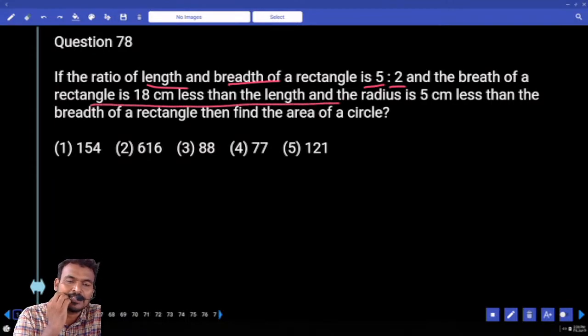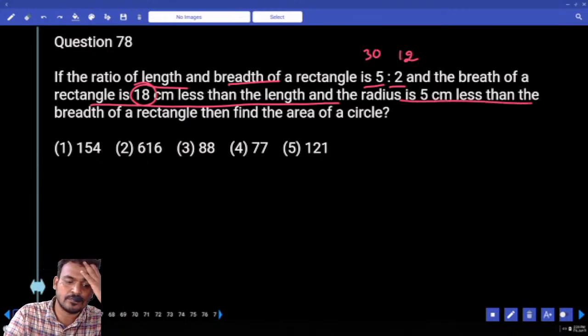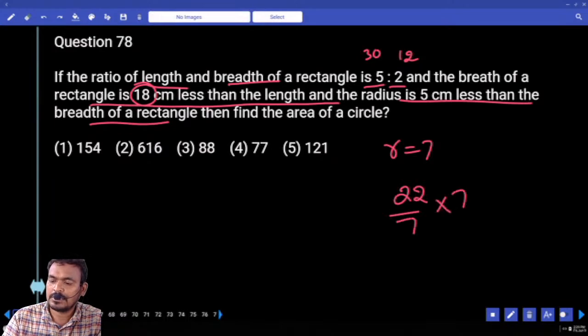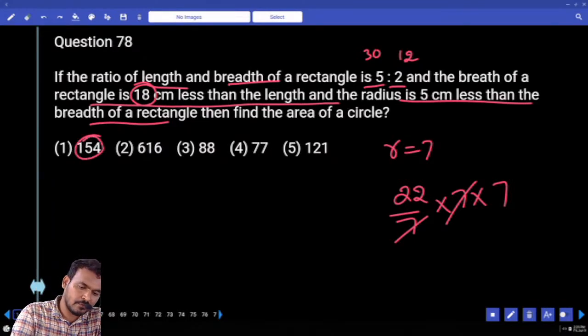Breadth of a rectangle is 18 less than the length of a rectangle. How many parts are less? 3 parts. 3 parts is how much? 18. What is 1 part? 6. 5 parts are 30. 2 parts are 12. And radius is 5 less than which one? Breadth value. Means radius is how much? 7. But we require the area of a circle. Pi r square. 22 by 7 into 7 into 7. 7 7 get cancelled. 22 into 7. 154.